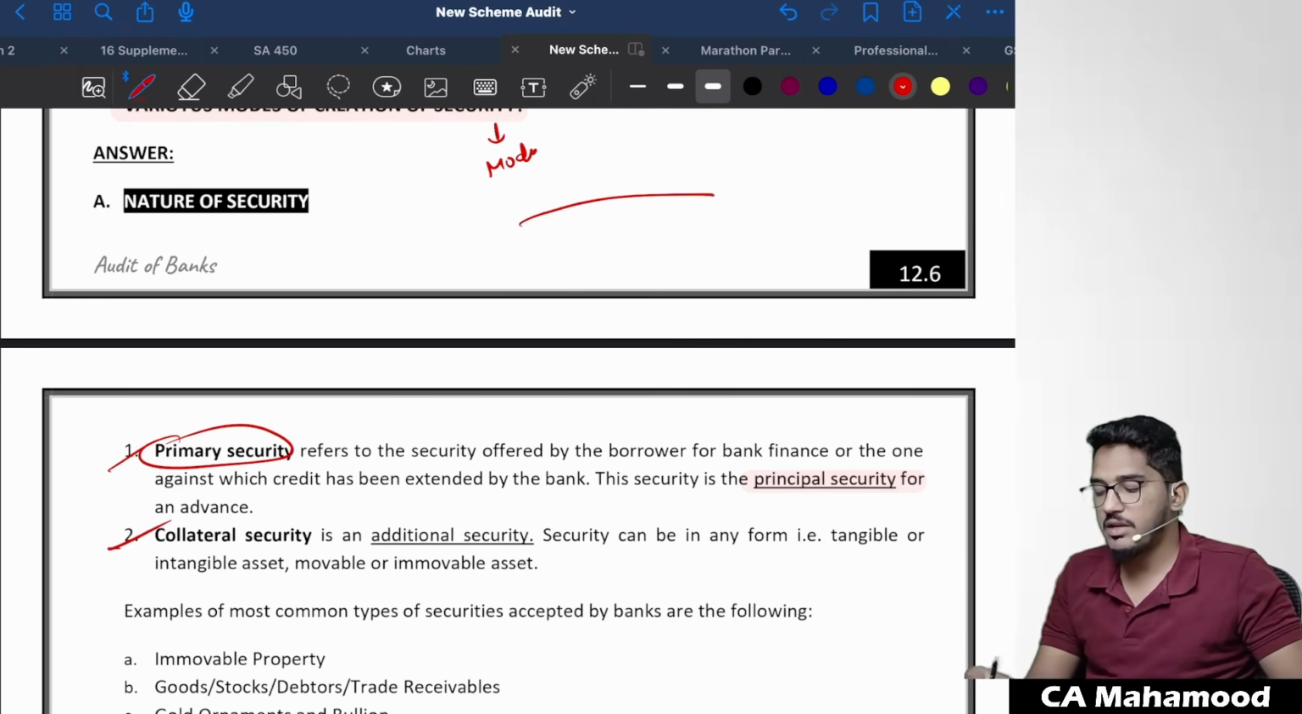Take for example, I went to the banker, I told him I needed a loan of 10 crore rupees, and the banker asked me for the security.